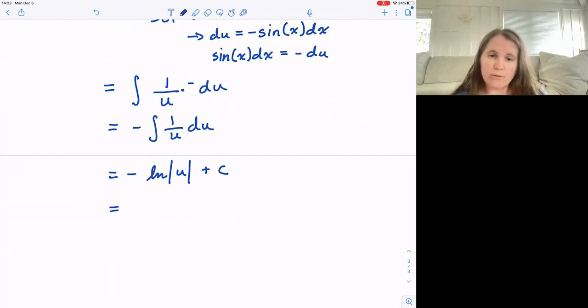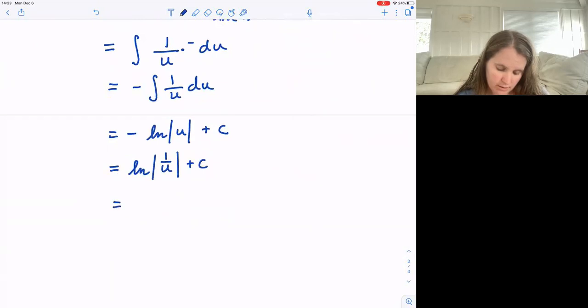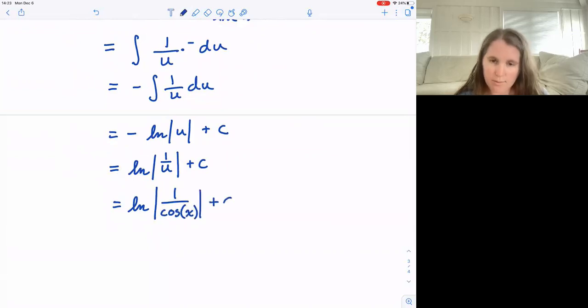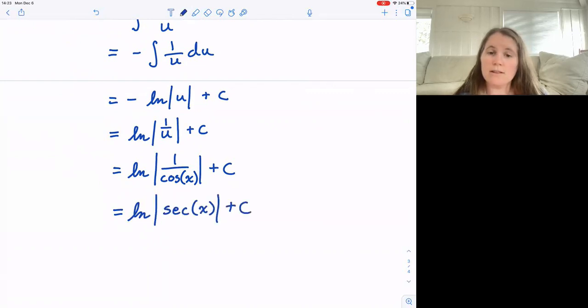A negative out front shows up as an exponent in the log, so this becomes the natural log of the absolute value of 1 over u, or u to the negative 1, plus c. U was cosine, so we are looking at the natural log of the absolute value of 1 over cosine of x, plus c. And then 1 over cosine of x is secant. So we are looking at the natural log of the absolute value of secant of x plus c.